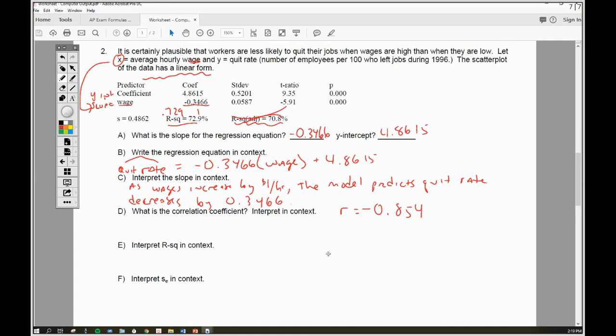And so then we got to hit strength, form, and direction, right? Now we're told linear form. We got to think about what 0.85 would tell us. And so R equals negative 0.854. There is a strong negative linear relationship. So it tells me that between wage and quit rate.